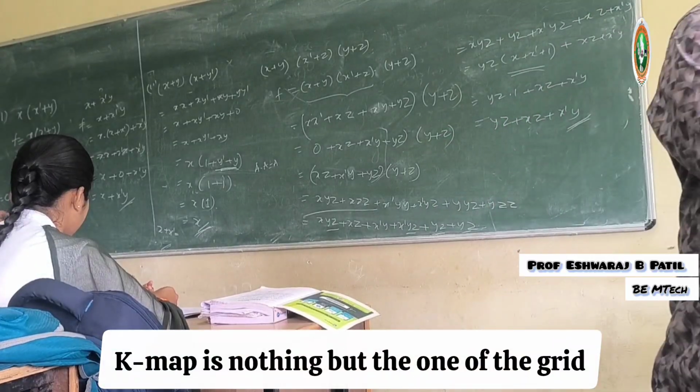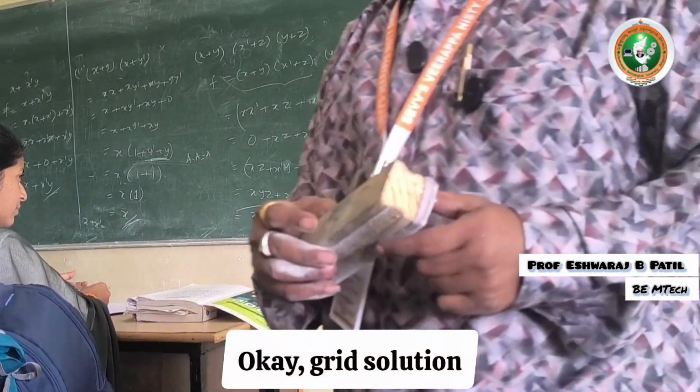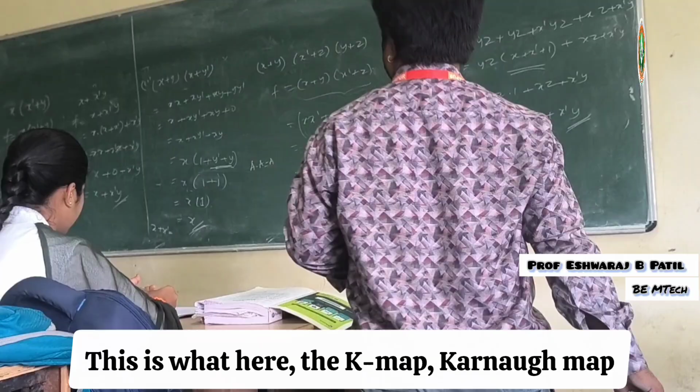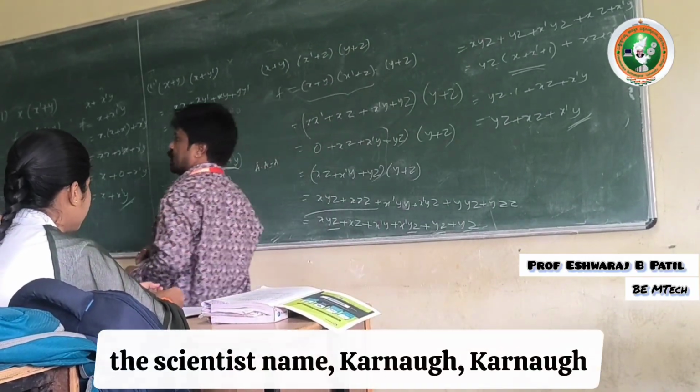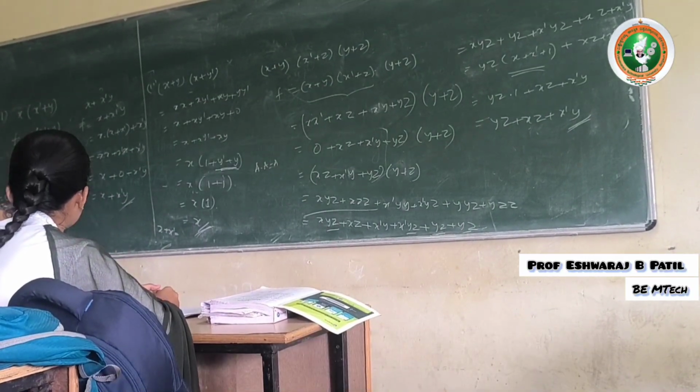K-map is nothing but a grid. Okay, grid solution. This is what we have, the K-map, Karnaugh map. Okay, K is nothing but the scientist's name, Karnaugh.